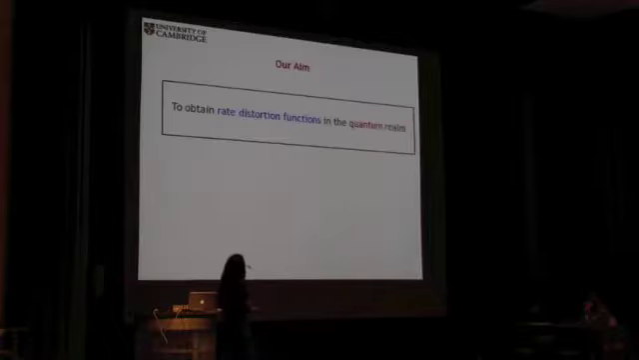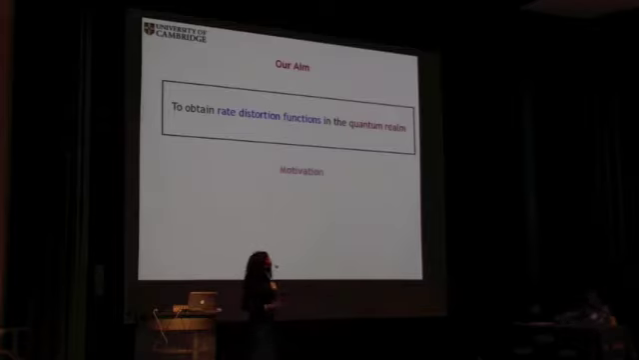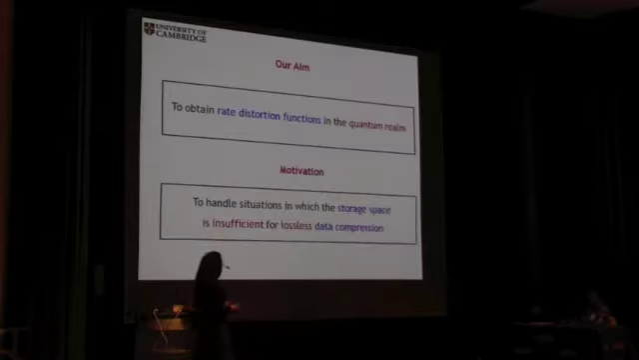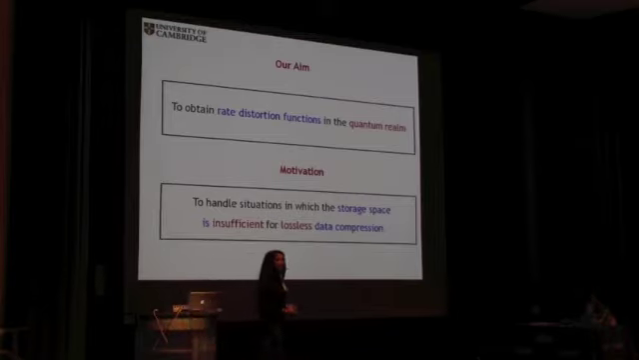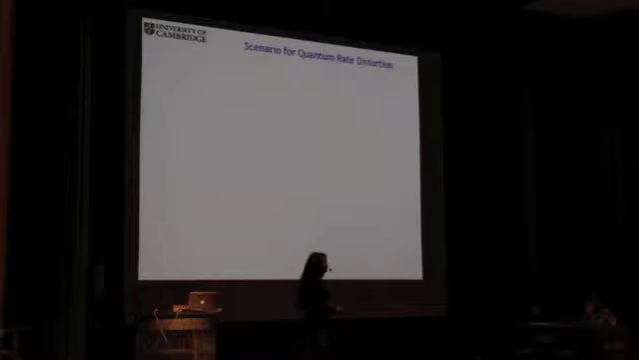So what is our aim? Our aim is to obtain rate distortion functions in the quantum realm. And the main motivation behind this is to handle situations in which the storage space is insufficient for lossless data compression. So let's start with the scenario for quantum rate distortion.